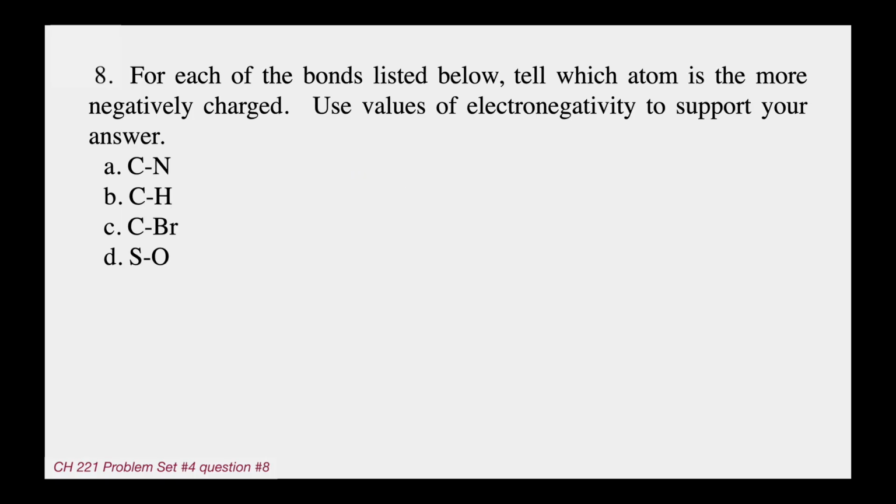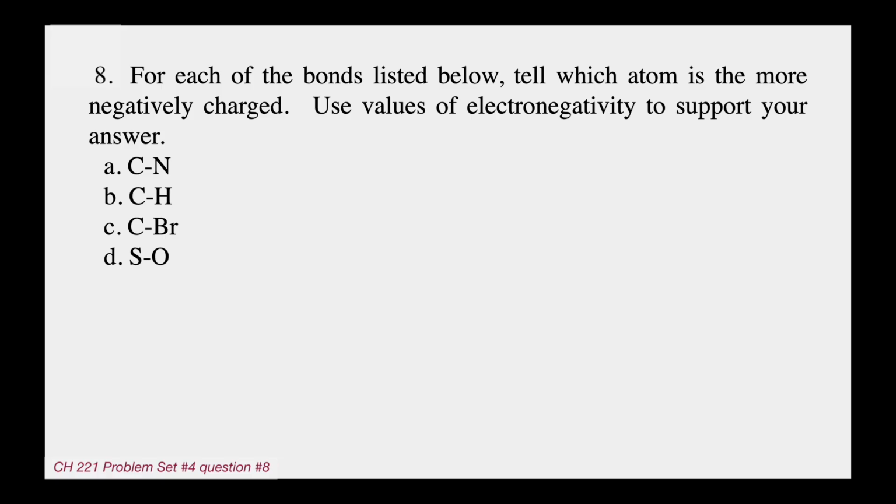For each of the bonds listed below, tell which atom is the more negatively charged. Use values of electronegativity to support your answer. Okay, so on this question, you really should have the table of electronegativities in front of you. And when you look at that table, fluorine, which is in the upper right part of the periodic table, is the most electronegative of all. If you compare fluorine to anything, fluorine will have the bigger electronegativity, and that means fluorine will be the negatively charged part of the bond.